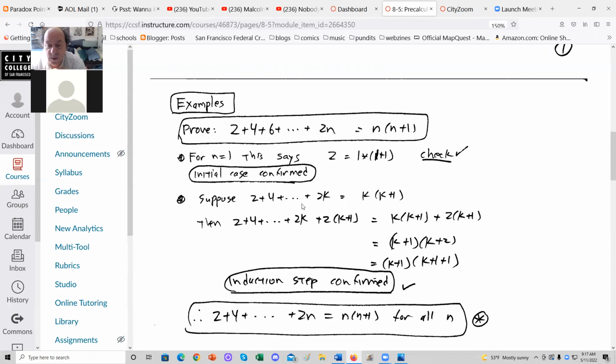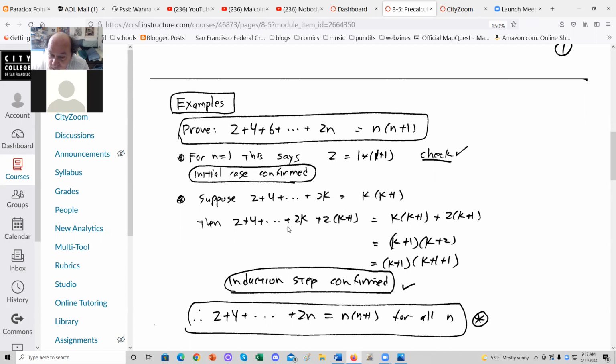Now, let's suppose it's true for number k. The sum of the even numbers from 2 up to 2k equals k times k plus 1. Now let's add the next term. The next term will be 2 times k plus 1. It will therefore be this plus twice k plus 1: k times k plus 1 plus 2 times k plus 1. Pull out a common factor of k plus 1. That'll be times k plus 2. k plus 2 is k plus 1 plus 1.